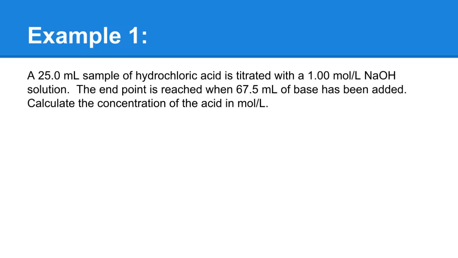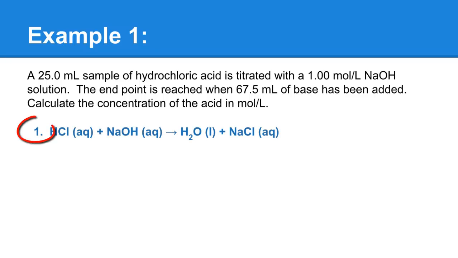Now, titration problems are simply stoichiometry problems. The first step in stoichiometry, or in our titration problem here, is to write a balanced chemical equation. We have hydrochloric acid reacting with sodium hydroxide. This is a neutralization reaction, so it is going to produce water plus an ionic salt, which is sodium chloride.